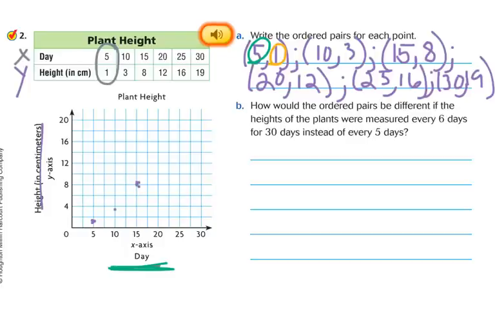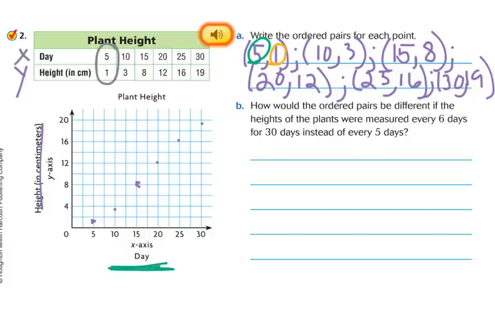The next one, we go 20 up to 12, right on the dot. The next one, we start at the origin again. Then we go 25, and then we go all the way up to 16 on the dot. And then the last one, we start again at the origin, 0, 0, and we go 30 on the x, and then we go all the way up just right before 20 to plot 19.